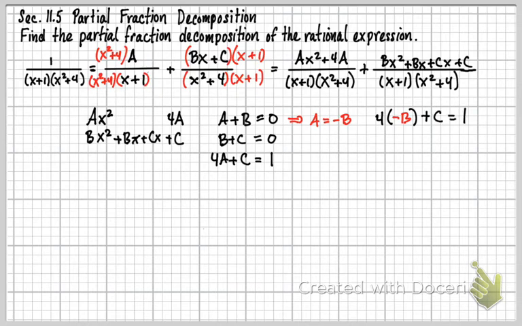So now I'm going to clean this up a little bit. So that's going to be negative 4b plus c equals 1. And then I'm going to take this second equation, because I didn't use that one yet, and I'm just going to bring it over here. And that was my reasoning for this.